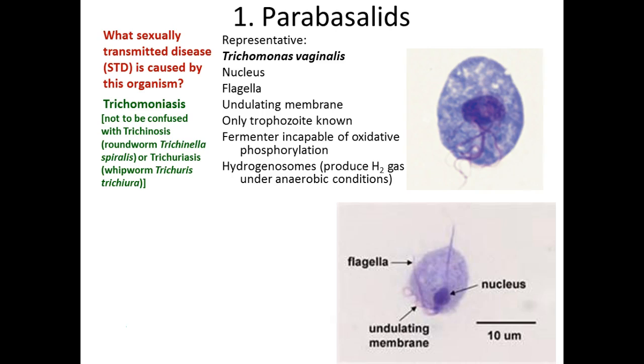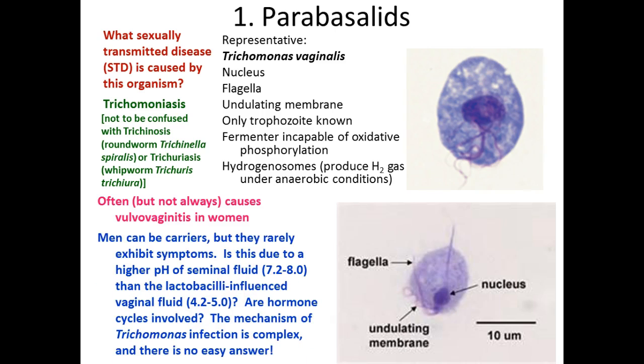Not to be confused with other tricks, right? Like trichinosis, which is caused by a roundworm called Trichinella, or trichuriosis, which is caused by a whipworm. Trichomoniasis often, but not always, causes vulvovaginitis. The vulva is the lips before the vagina for women. This can get infected by this organism, or the vagina itself.